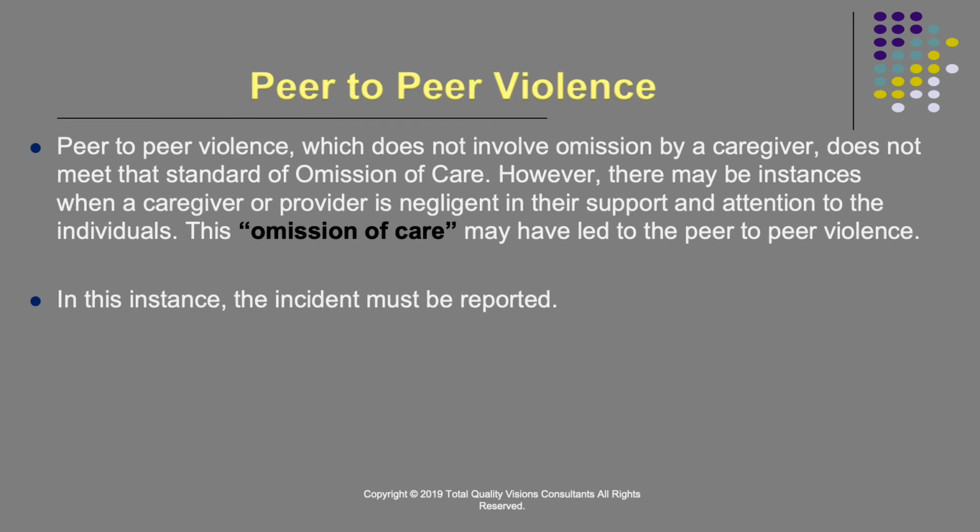Peer-to-peer violence, which does not involve omission by a caregiver, does not meet the standard of omission of care. However, there may be instances where a caregiver or provider is negligent in their support and attention to the individuals. This omission of care may lead to peer-to-peer violence. In this instance, the incident must be reported.